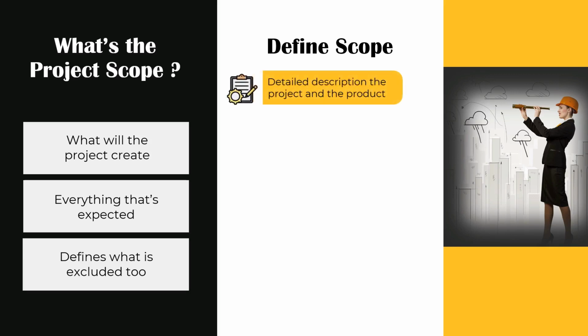Defining the scope is a detailed description of the project and the product. It needs to be detailed so there's no ambiguity as to what's being delivered. Project boundaries. The key word we used earlier, scope creep. It's something to always watch out for. Clearly defining the scope with the right level of detail helps to identify when the project boundaries are being breached.